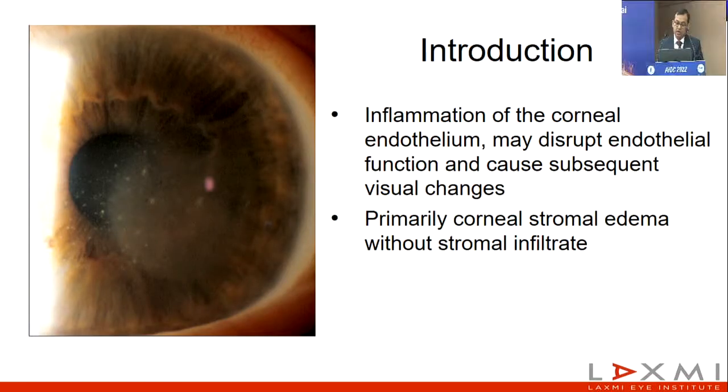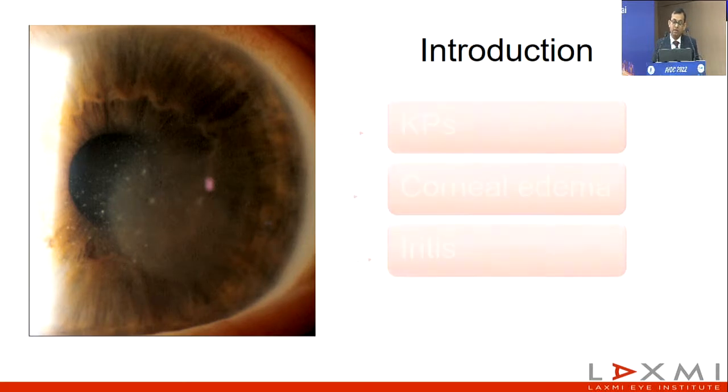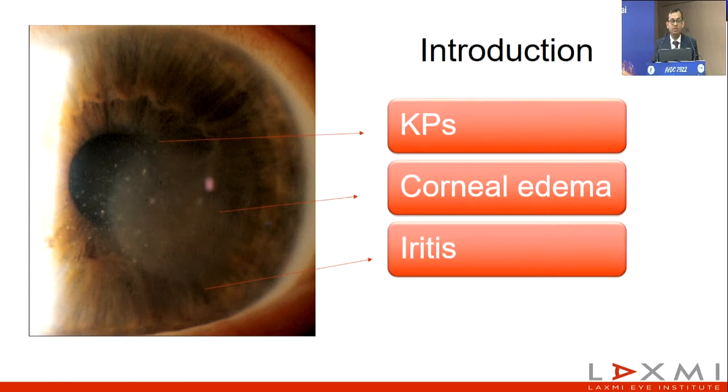Now, inflammation of the corneal endothelium is something which we don't see very often, but when we do see it, it's a very unique picture. In this case, the endothelium function is disrupted and it can cause subsequent visual changes as well. We do see a stromal edema without any very enhanced stromal infiltrate. The three main clinical features in a very simplified and basic version of endothelitis would be the KPs, the corneal edema, and the iritis, which is seen in many of these cases.